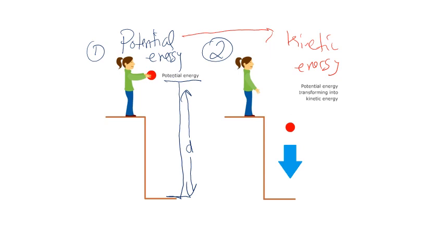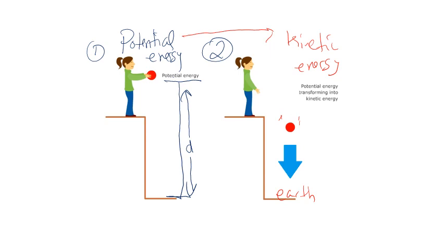Kinetic energy, K-I-N-E-T-I-C, right, occurs because when you drop the ball, or when she drops the ball, it now moves downwards towards the earth, right, towards the ground, towards the most stable position possible. So we have potential energy being converted into kinetic energy.